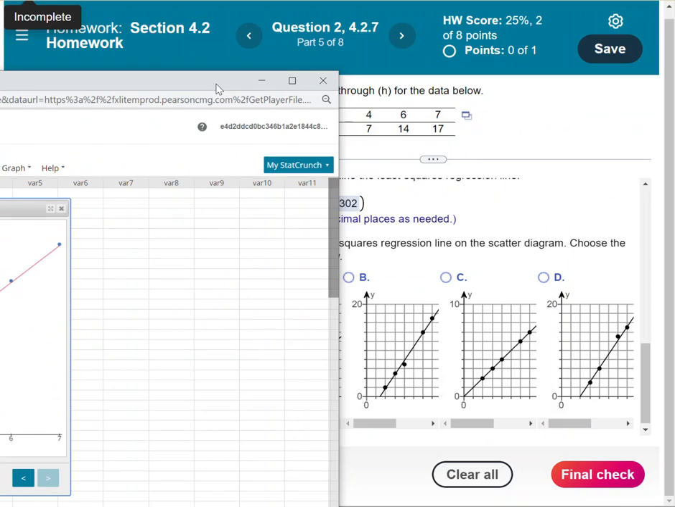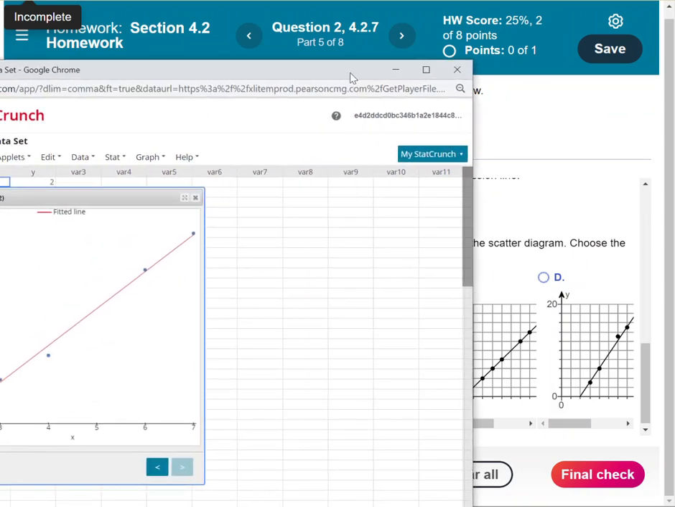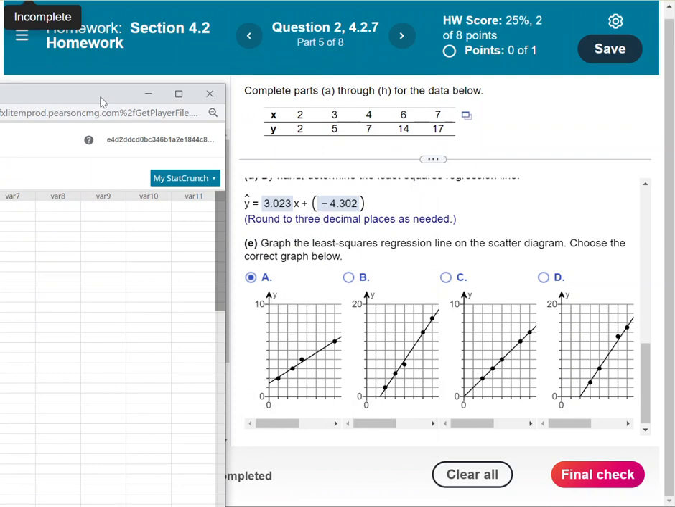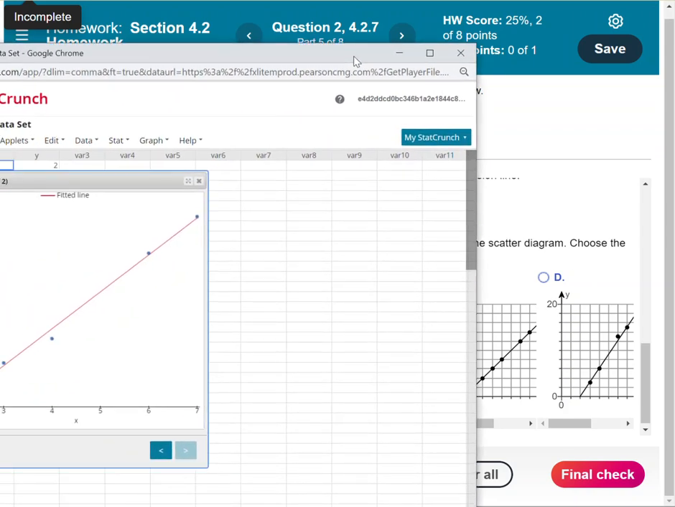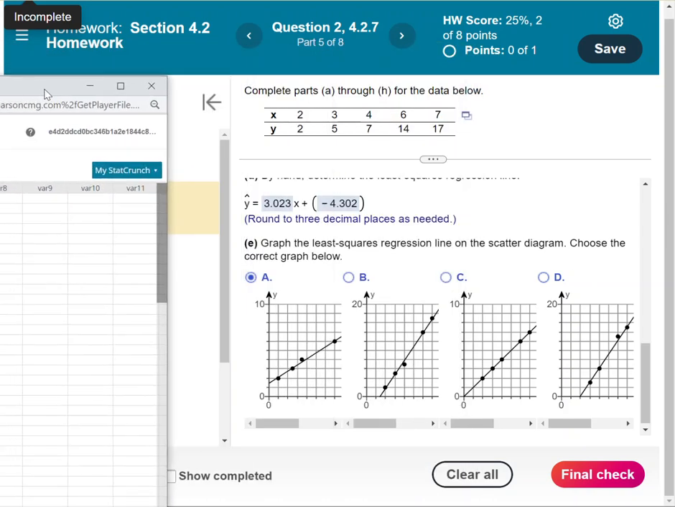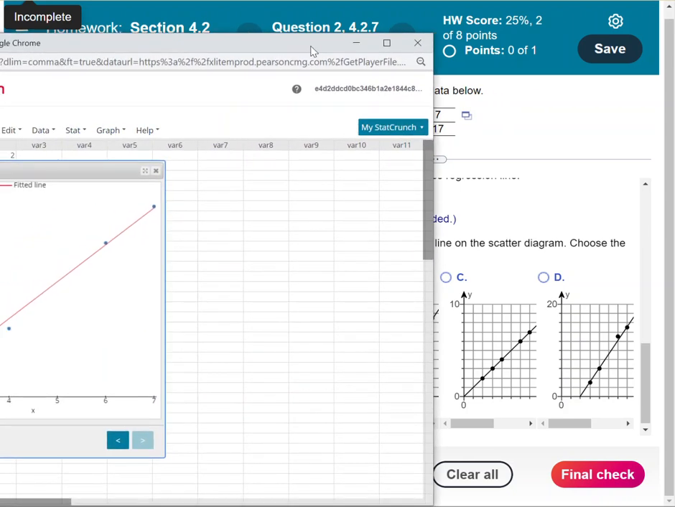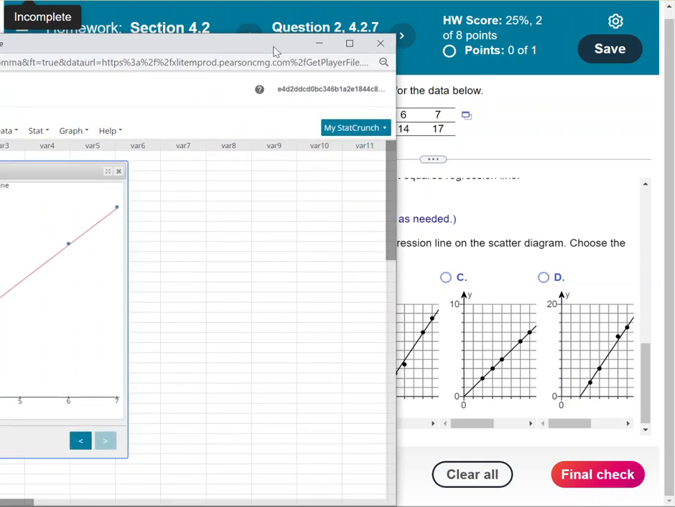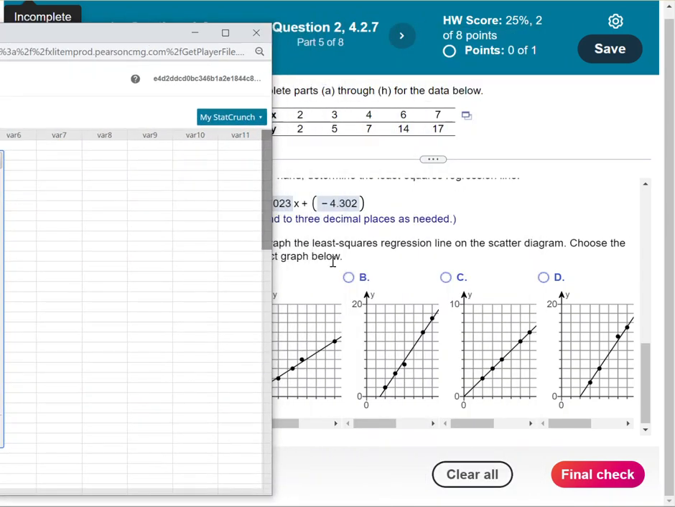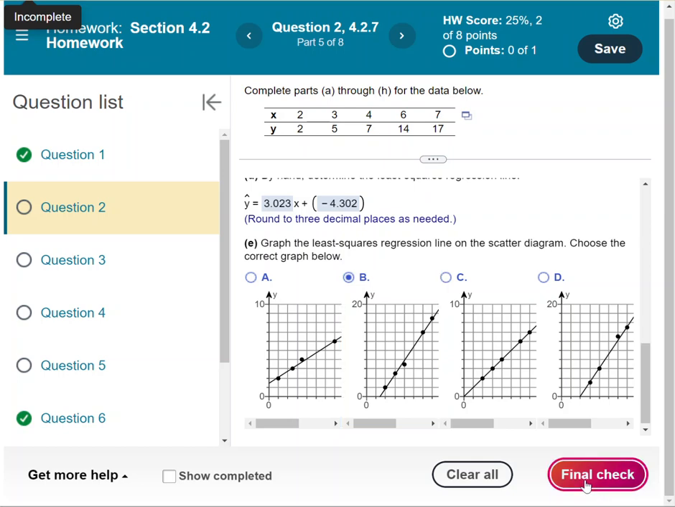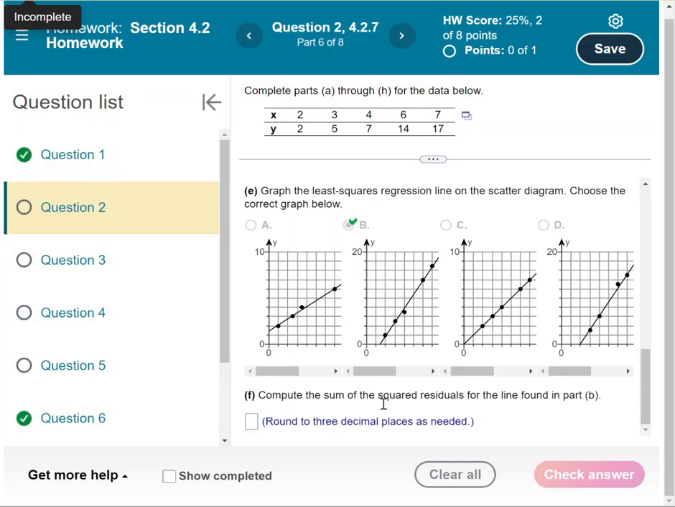So it wasn't A. Notice it starts at 2, and it does look like it needs to go up to 20, so it's going to be B or D. And it's going to have to be B because there are 3 dots on the bottom there. All right, finally we got that one. All right, so let's compute the sum of the squared residuals for the line found in part B.